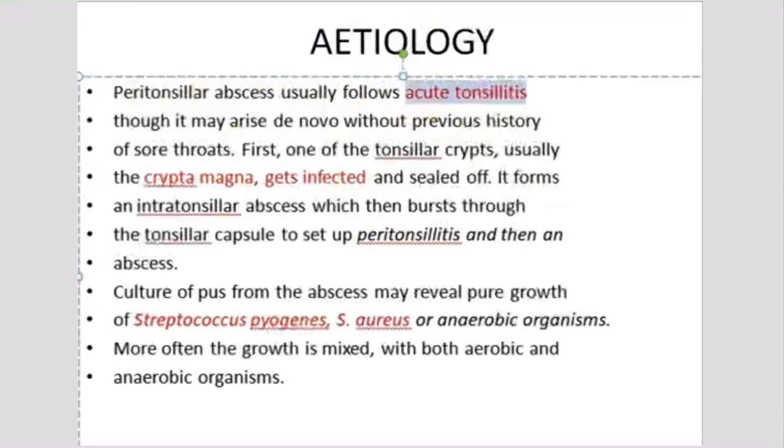Hope this is clear. What is the etiology? How is it taking place? Following acute tonsillitis, the crypta magna gets infected and sealed off. It will form an intratonsillar abscess. Then this abscess bursts open, resulting in peritonsillitis and then quinsy. When you do a culture of the pus, you find aerobic and anaerobic organisms, that is Streptococcus pyogenes, Staphylococcus aureus, as well as anaerobic organisms. Both mixed organisms are found. This is about the causation.